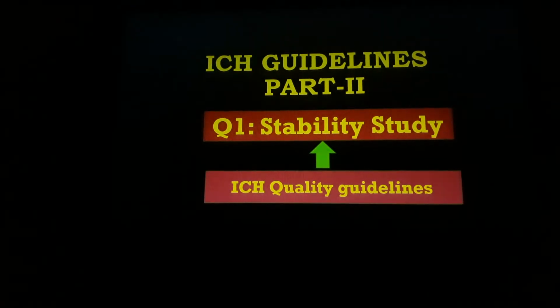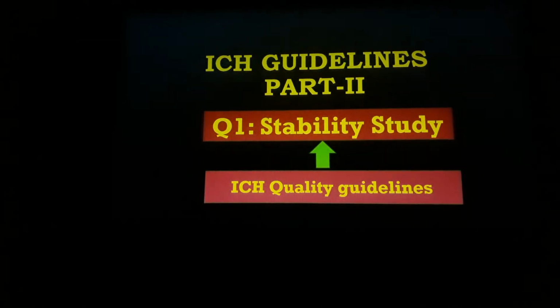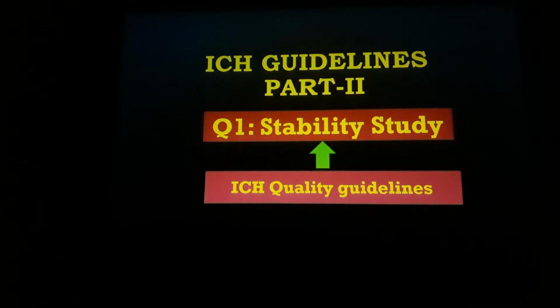Today we will discuss ICH guidelines. In our previous class, in part 1, we discussed what the ICH guidelines are and the types of ICH guidelines. We discussed briefly all the types of guidelines and how many types there are. So today we will discuss the stability study.